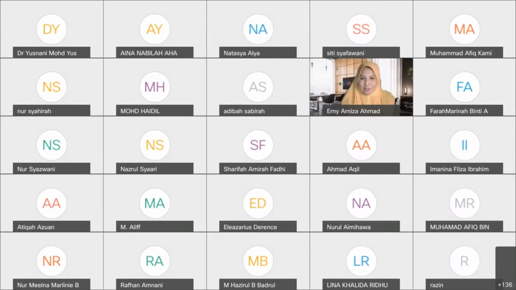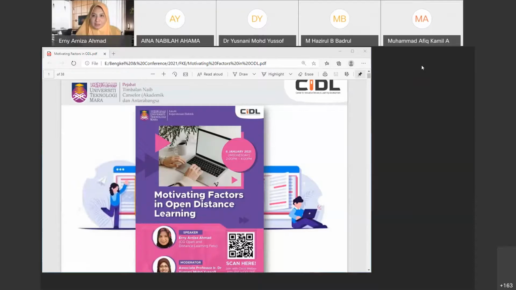Before we proceed with the session, let me share the slides with you. Can you see one slide? Can you see, motivation factors in open distance learning? Yes, hopefully. Okay, thank you. I'm able to see the chat area as well, so should you have any question, you can always ask me, and inshallah I'll try to answer all the queries and uncertainties about ODL.